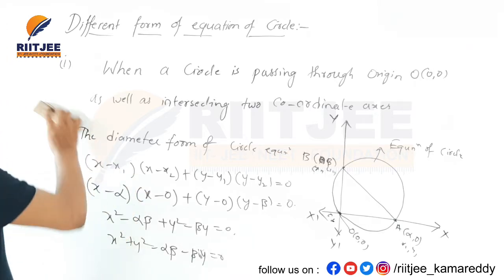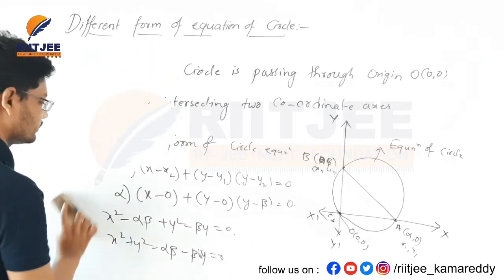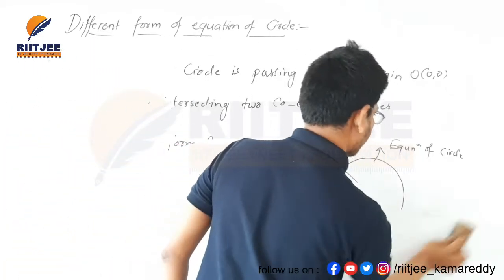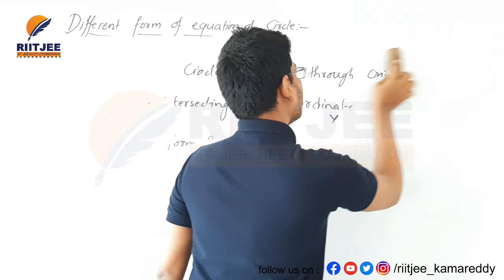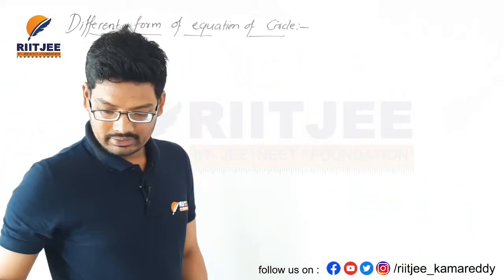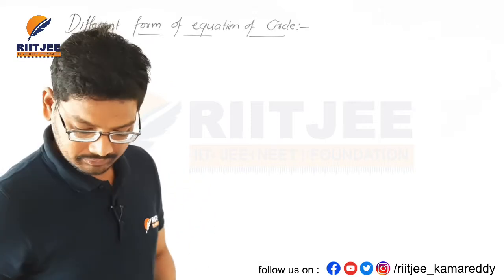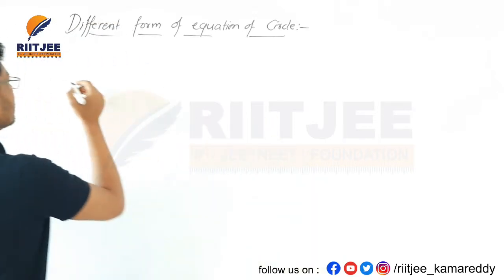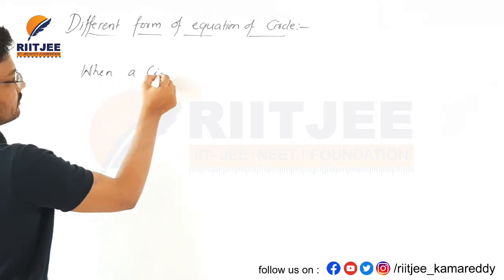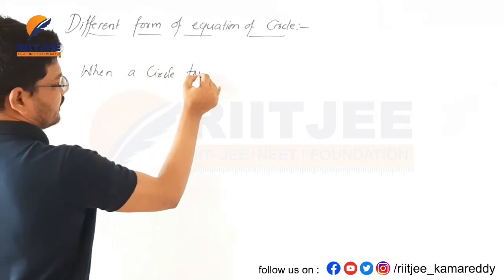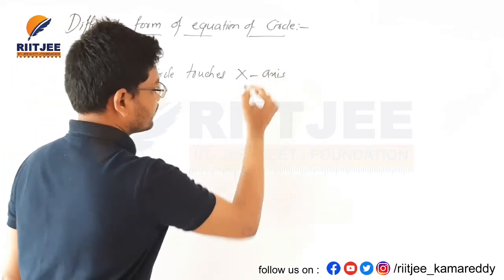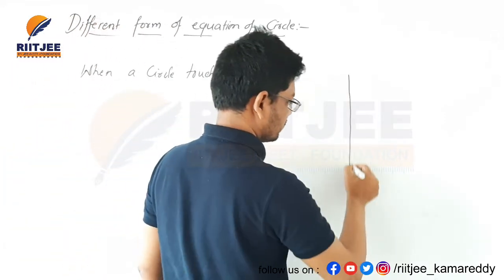And the next type of model is when a circle touches the x-axis. When a circle touches the x-axis, let us see the diagram here.